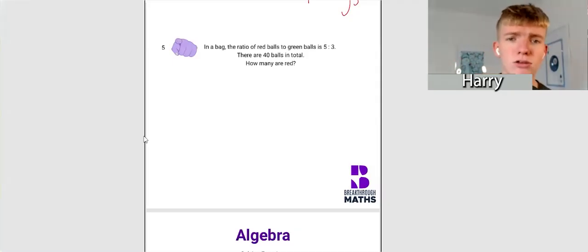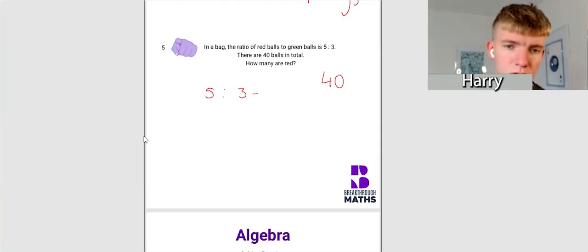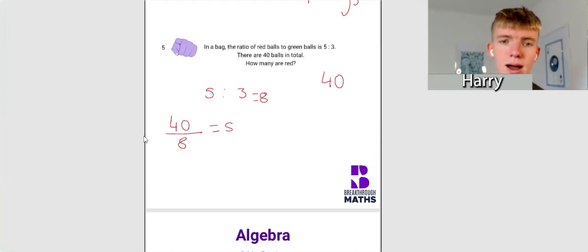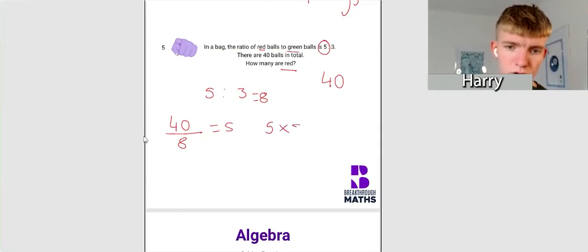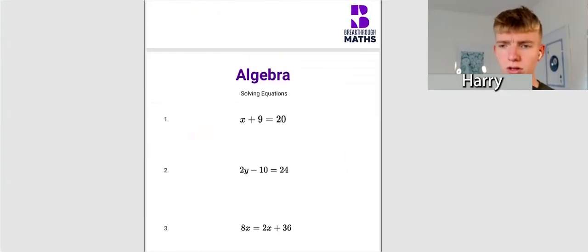Okay, in a bag, the ratio of red balls to green balls is 5 to 3. So I'm going to write this out, 5 to 3. And we know our total is 40. So I'm going to write that over here. What we do now, we add up our ratio, add these together, to give us 8. Okay, we then divide that by our total. So 40 divided by 8 to give us 5. We're looking for how many are red. Okay, so it's red balls, then green balls. So therefore, that 5 is our red. So we're going to do 5 times 5 to give us 25. And that is how many we have. Okay, hopefully that was good and you got that right.